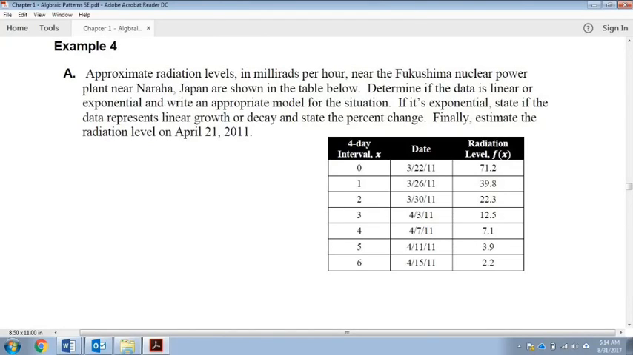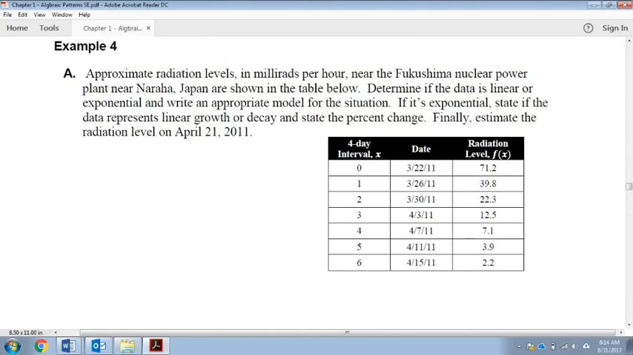Now to give you a little history on this real quick. A couple years back, a tsunami hit the Fukushima power plant near Naraha, Japan. It was a nuclear power plant, and it was a big deal as to whether this was going to go nuclear, what was going to happen, all that sort of stuff. Everything was okay, but it was big news for a while. What they were measuring was the radiation leakage. It wasn't too bad, and they contained it and everything's okay. But anyways, that's just what's going on here.